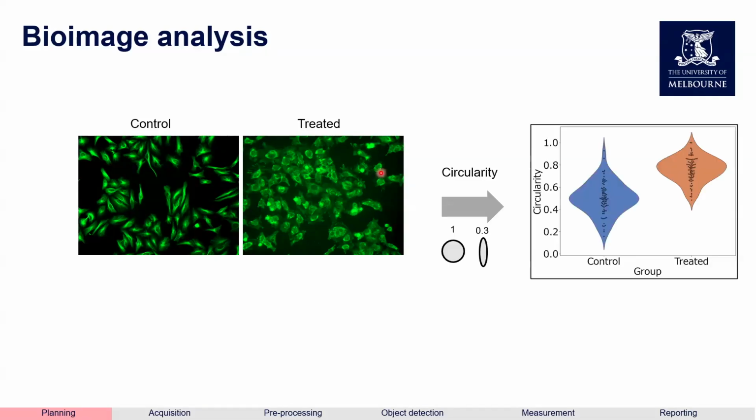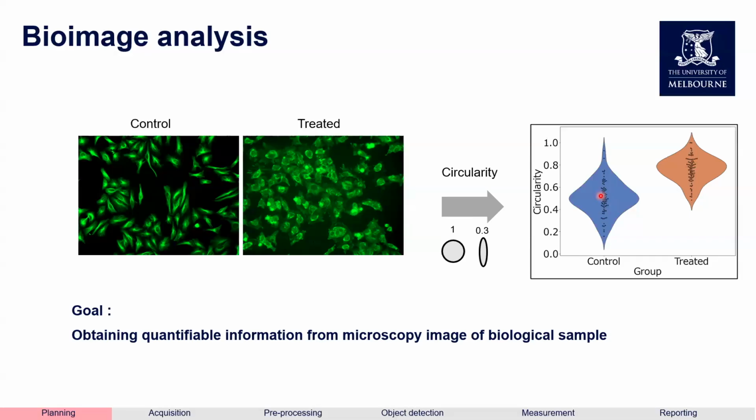One useful quantifier for this case would be measuring the circularity of each cell. The value of circularity would be close to 1 if it's close to a perfect circle, and closer to 0 if the cell is elongated. Once we measure each cell, we can then plot the values and run statistics. So that is pretty much the goal of bioimage analysis. By performing analysis, we would like to obtain quantifiable information from the microscopic image of a biological sample.